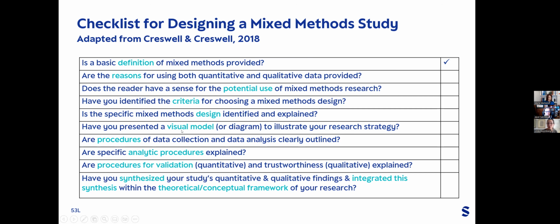Have I presented a visual model or diagram to illustrate my research strategy, which in most cases will be complex, even if it's a single-phase design? Are the procedures of data collection and data analysis clearly outlined in my dissertation or thesis? Are specific analytic procedures explained in enough detail? Are procedures for validation for the quantitative phases and trustworthiness for the qualitative phases explained and outlined sufficiently? And finally, have I synthesized my study's quantitative and qualitative findings and integrated the synthesis within the theoretical or conceptual framework for my research?